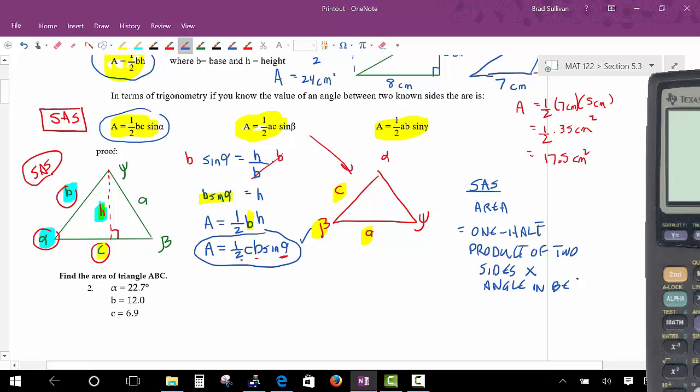So that's the way I learned that in words. I don't really even have to look up the formula. If I have a side angle side given in my triangle, for the area I just do 1/2 the product of the sides times the sine of the angle in between.